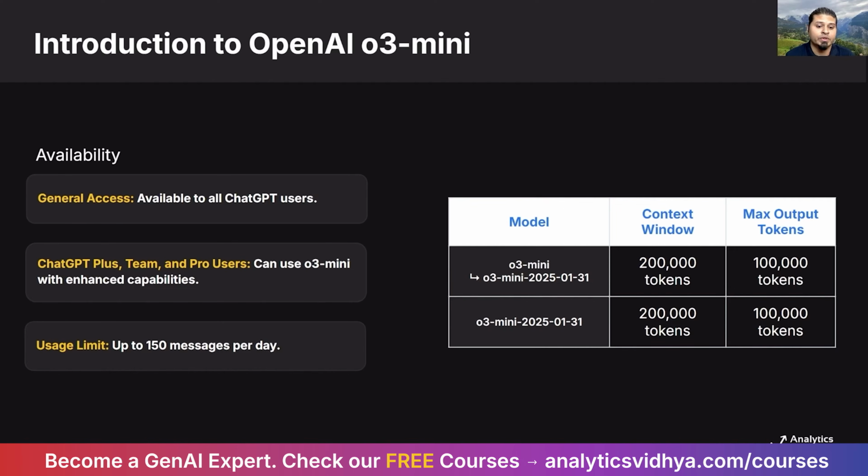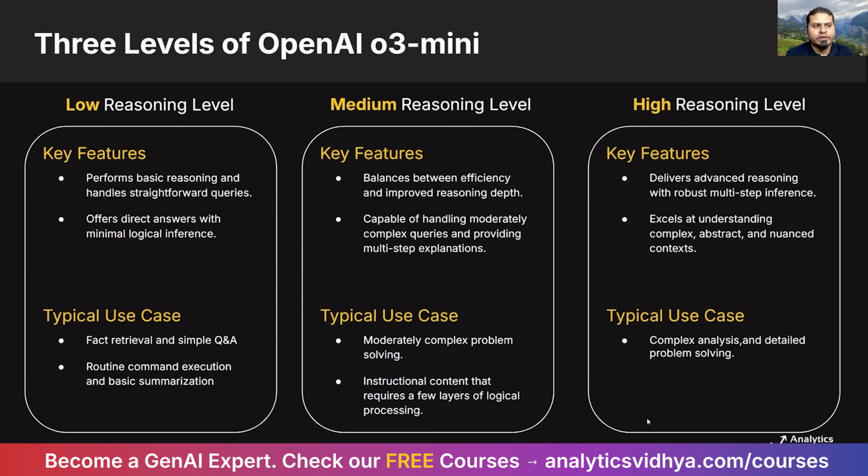The context window is 200,000 tokens, which is a pretty large context window, definitely more than GPT-4o, which is 128K tokens. And maximum output tokens is 100,000 tokens. There are three major levels of using OpenAI o3-mini: the low reasoning level, medium, and high reasoning levels.